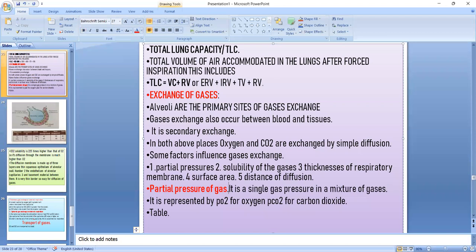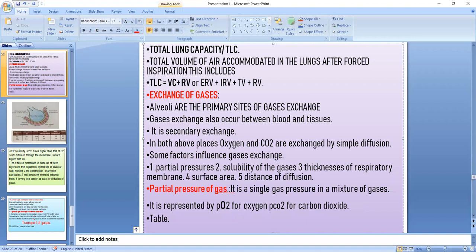It is generally denoted by small p. In a mixture of gases, it is a single gas pressure. What is partial pressure? If ten gases are in one chamber and together they exert, say, 100 mmHg, then how much one gas exerts on the walls of the chamber is its partial pressure. Individual gas pressure is called partial pressure of a gas.